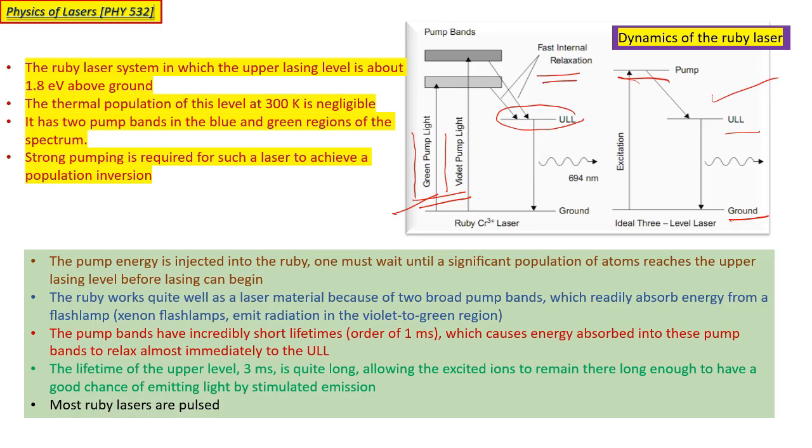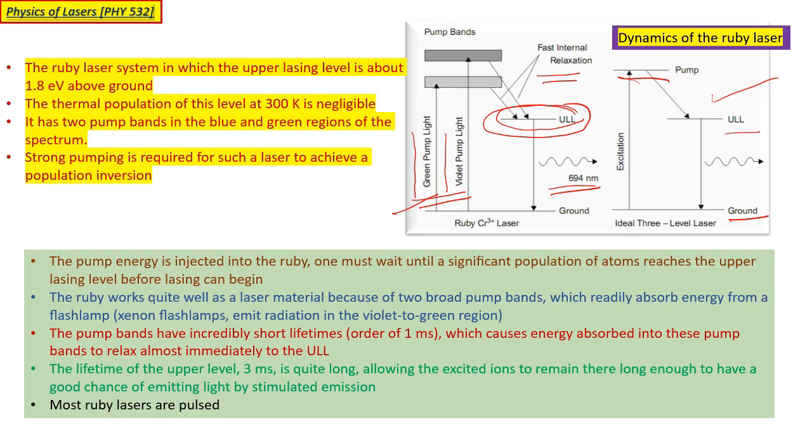Thing is that, as I mentioned in my last lecture, there's ULL, upper lasing level. At this level, the electrons stay. The population inversion is achieved. This is one of the main conditions for lasing. So it stays there, and then after that it decays to the ground and it emits the photons, that is the coherent photons, and specifically in case of ruby laser, the wavelength is 694 nanometers.